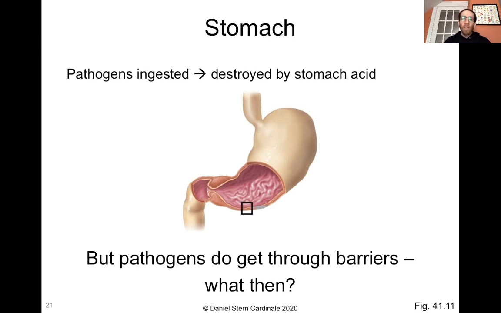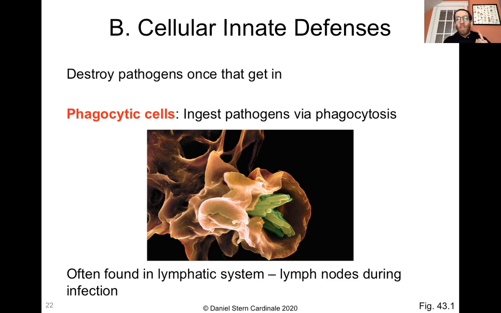Once a pathogen gets into the body, how do we deal with it then? The answer is cellular innate defenses. These are cells, and mostly we're talking about white blood cells here, but these are cells that destroy pathogens once they get into the body. One major cellular component of the innate immune system are phagocytic cells. And these cells do exactly what they sound like. They ingest pathogens via phagocytosis.